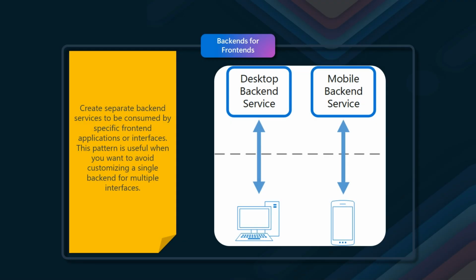So the backend for front ends, or BFF pattern, involves creating separate backend services tailored to specific front-end applications or interfaces. This pattern is particularly useful if you want to avoid customizing a single backend for multiple interfaces, which can lead to conflicting requirements and development bottlenecks. An application may initially target a desktop web UI with a backend service developed to support it. As the user base grows, a mobile application might be developed that needs to interact with the same backend. However, the capabilities and requirements of mobile devices differ significantly from desktop browsers, leading to competing requirements for the backend.